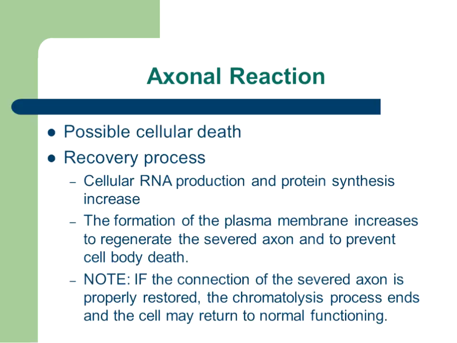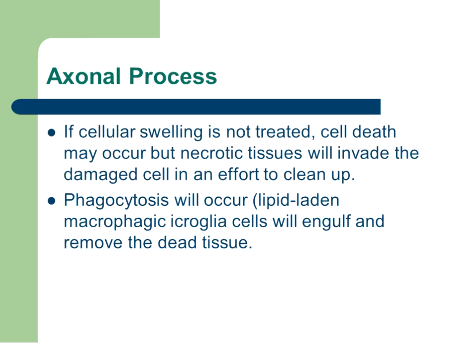Now, if the connection of the severed axon is properly restored, because protein is synthesized, particularly in the peripheral nervous system, regeneration can occur. The axon can regenerate, the sprouts occur. So we're talking Schwann cells now. And the axon connects back to the distal part that's already broken. Then we're fine. Chromatolysis is going to end. The cell may return to normal functioning. So it is possible for the cell to return to normal function.